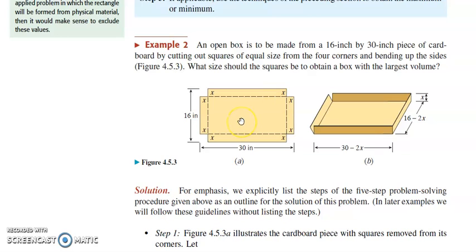So here you need to maximize the volume. Okay, so let us now write down the volume. Now the dimension of the cardboard is 16 by 30 inch. This side represents the 16-inch side and this is the 30-inch side. Now you are cutting square of dimension x from all the 4 corners. So therefore this new length becomes 16 minus 2x.